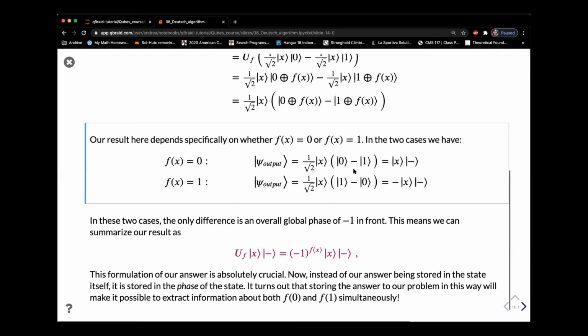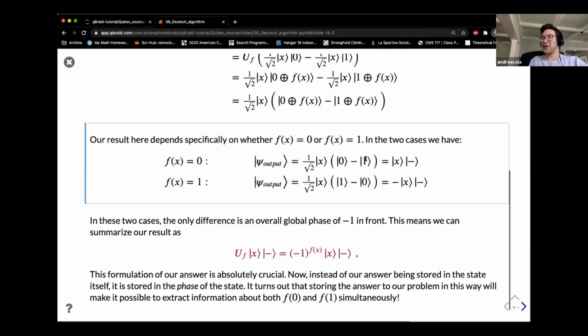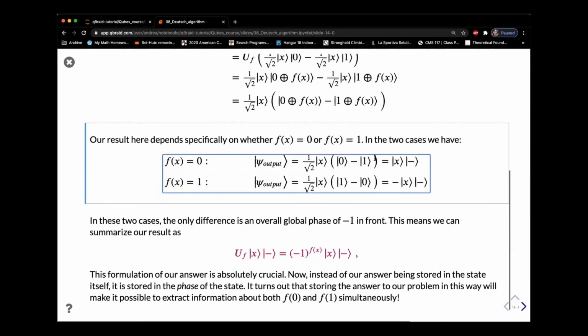Okay, so shouldn't that bottom term then be x ket times a plus ket, I guess? No, because if you take ket 0 minus ket 1, what we have on the first line here, and multiply that by minus 1, you would get minus 0 and plus 1. So that's a minus 0 plus 1, which is exactly what we have at the bottom.